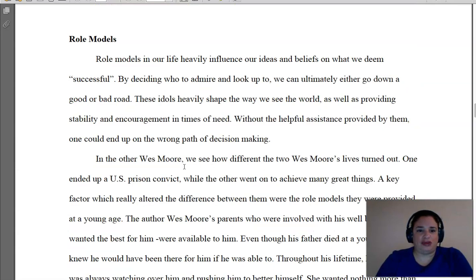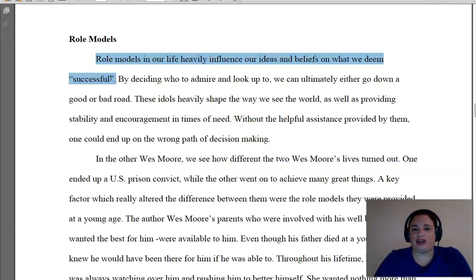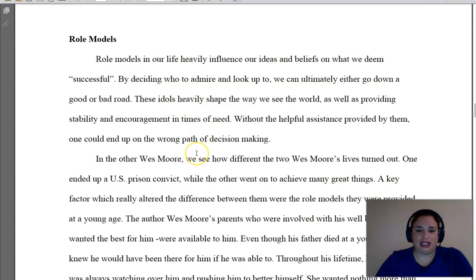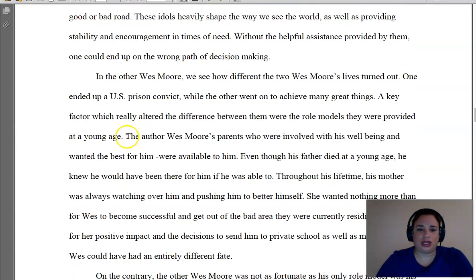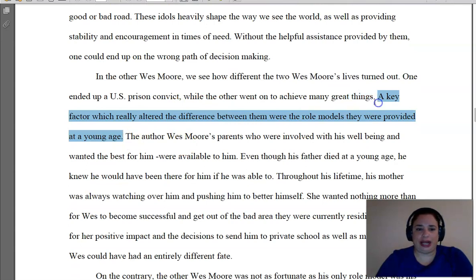She's now moving on to role models. So this is a whole section about role models. So this first one, her point is role models in our life heavily influence our ideas and beliefs on what we deem successful. And now she's getting into how this connects to the book specifically. And here we have a point: a key factor which really altered the difference between them were the role models they were provided at a young age.